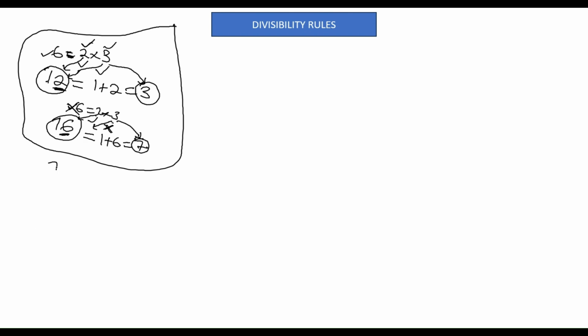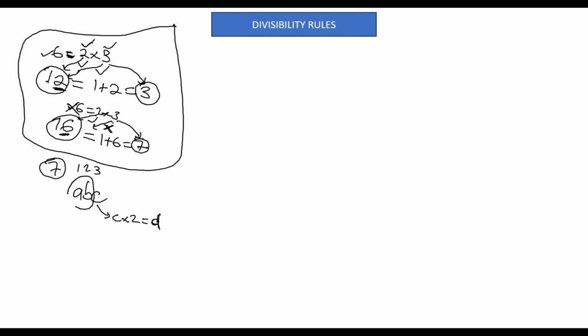Let's check divisibility by 7. Let's assume you have a number ABC, for example 1, 2, 3. To check if a number is divisible by 7, you take the last digit of the number, which is C. You multiply it by 2, so C times 2. Let's assume you get an answer called D. The answer we get after multiplying is D.